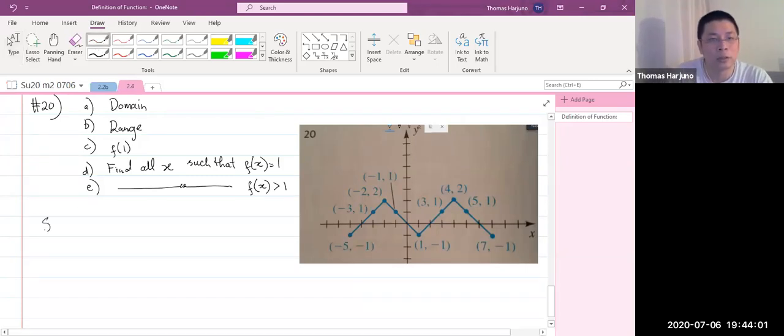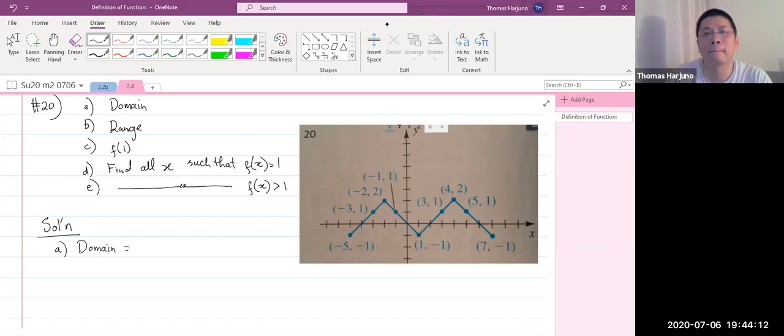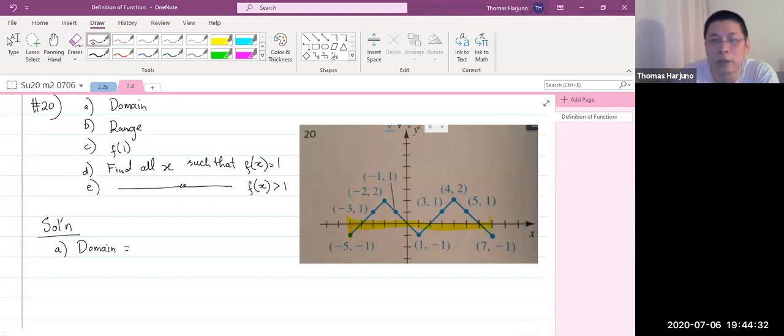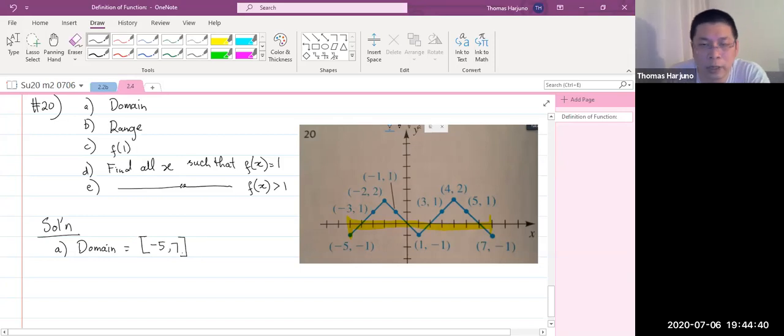Now, let's see, what do you have for part A? What's the domain? Find all the x's that give you the graph. So we start from here, that's for the x, right? From here, go all the way to 7, including endpoint 7. So the domain will be from -5 up to 7. That's for the domain.